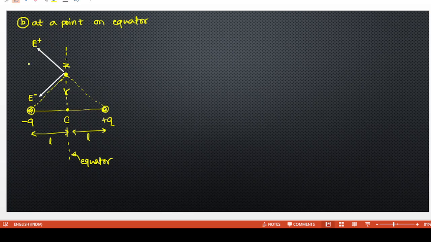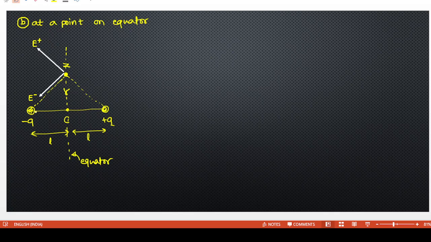Now these two electric fields are not in the same direction. You cannot directly add them. They are not in opposite directions. You cannot directly subtract them. You also don't know the angle between them. They are not at 90 degrees. You don't know this angle. So you have to resolve these two electric fields. You have to check which components get added, which components get subtracted.